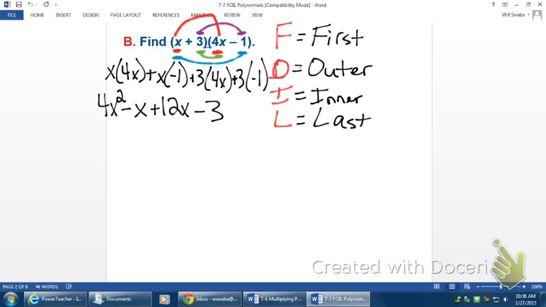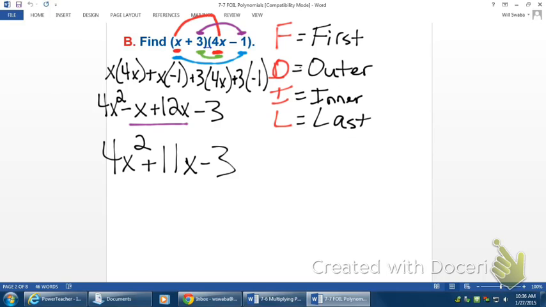Are there any terms that I can combine? Which ones? The middle terms. That is always going to be the case. You will always be able to combine those middle terms. Okay? Always, always. So this is really going to become 4x squared plus 11x minus 3. Am I simplified? Am I completely simplified? Yes. I don't have any more like terms, so I'm done.